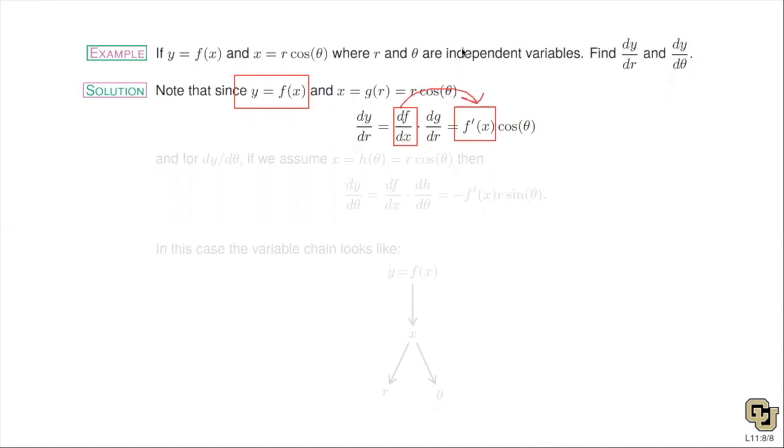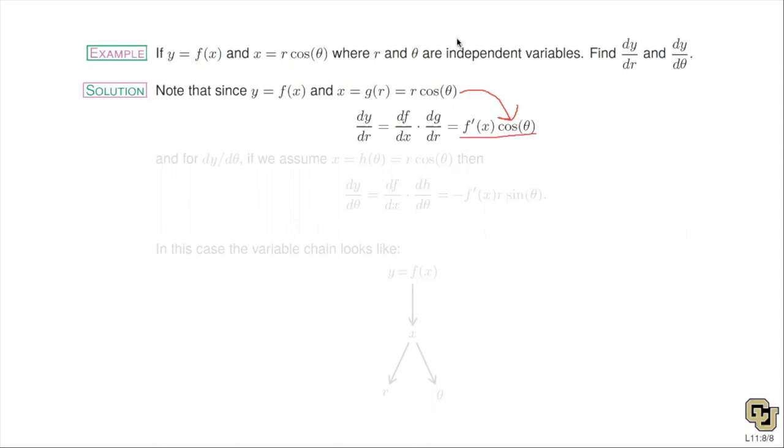The derivative of g with respect to r, so I'm taking the derivative of r cosine theta with respect to r, and I'm treating theta like a constant. So here, this is just like a constant times r, and the derivative of r with respect to r is just like the derivative of x with respect to x. It's just 1 by the power rule, if you wish. So the derivative of r cosine theta would be 1 times cosine theta, or just cosine theta.